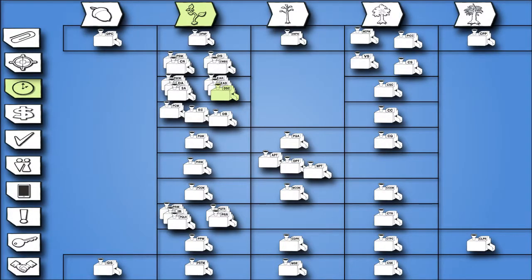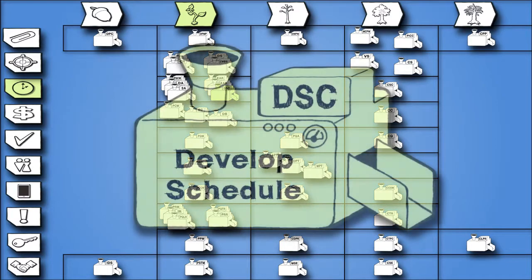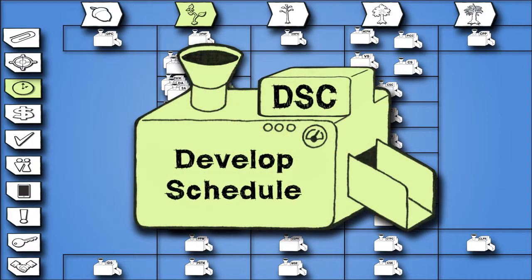A project schedule is one of the most important parts of the project because it will be used by everyone involved in the project. It's a highly visible time management document that keeps the project on track and sets a date for achieving the project milestones. In this lesson, we'll discuss the process that creates the actual project schedule, the develop schedule process.